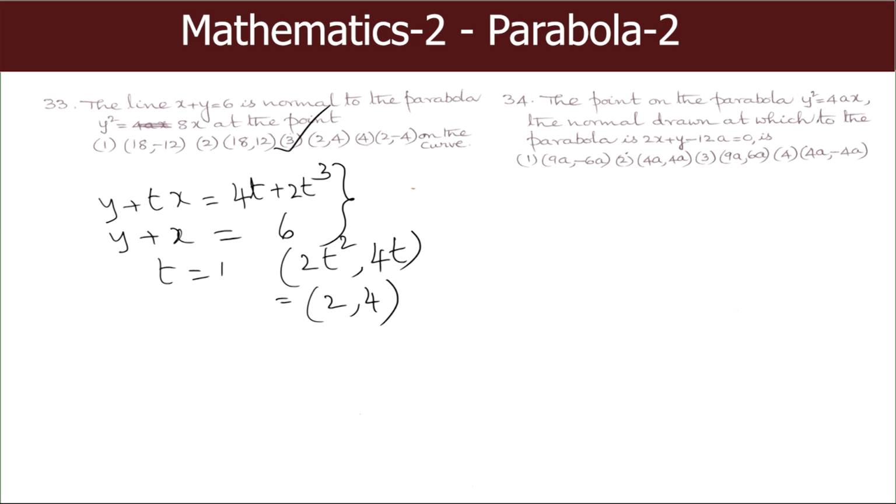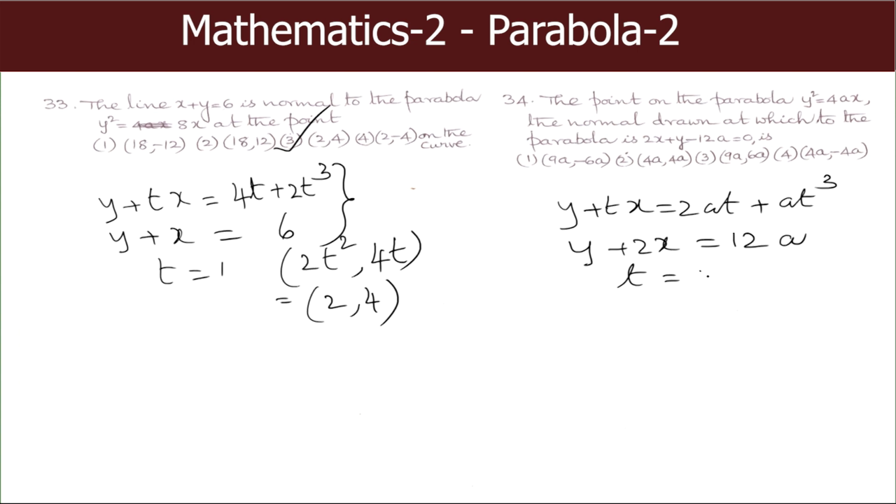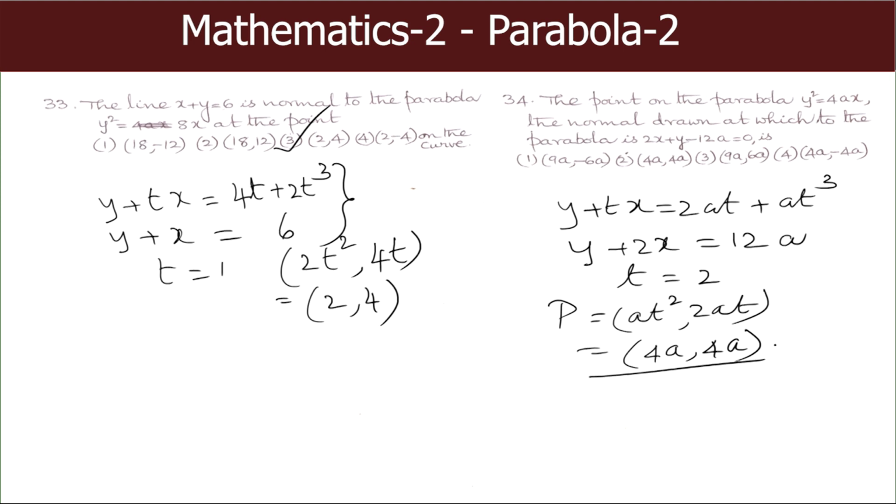So, y plus tx equal to, once again, 2at plus at cubed. This is same as y plus 2x equal to 12a for the value of t equal to 2. When t equal to 2, this is 4a plus 8a, that is 12a. So, therefore, the point P is at square, 2at, that is equal to 4a, 4a. So, 4a, 4a is the point on the parabola, the normal drawn at which is same as the given straight line 2x plus y minus 12a equal to 0.